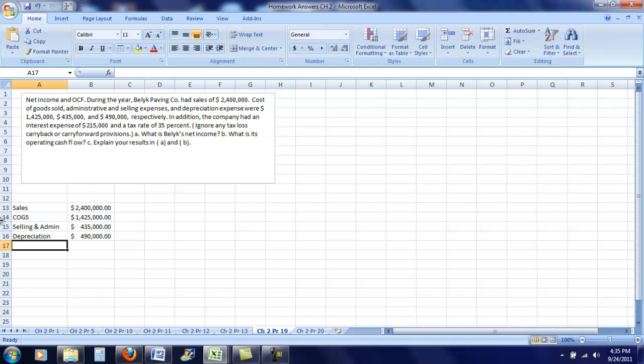Then I'm going to come to the EBIT term, which is sales minus cost of goods sold minus selling and admin minus depreciation. Then I have interest expense, which was $215,000. So then I have EBT, which is earnings before taxes.